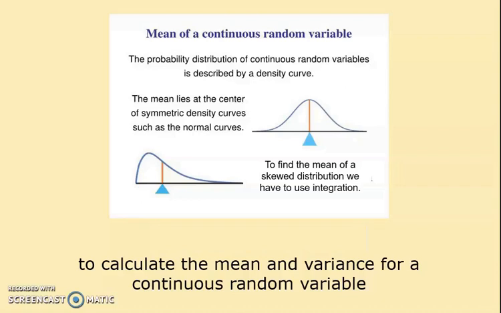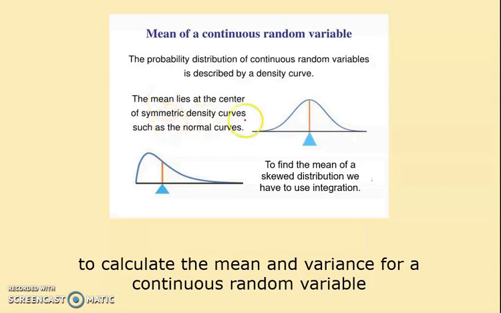Hi there, this is exercise 7B.2. So we've already seen how to find the median, the quartiles and the mode of a continuous random variable, and today we're going to do the mean and the variance. And this picture here just shows us a little bit about it.